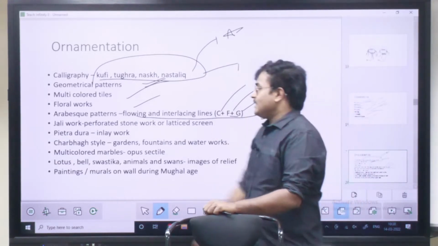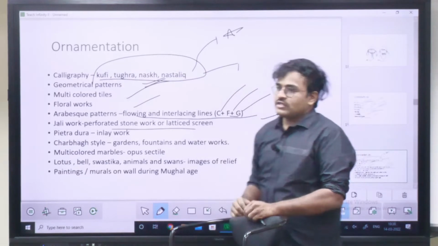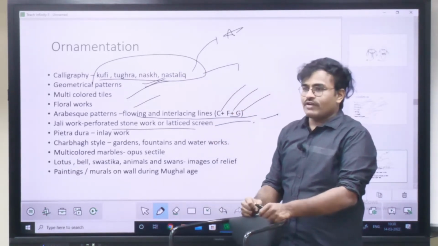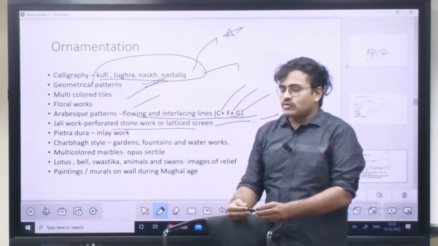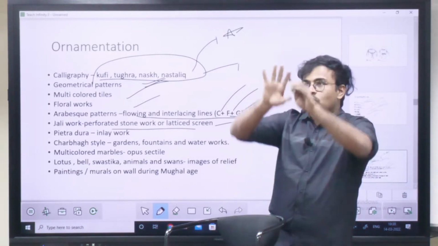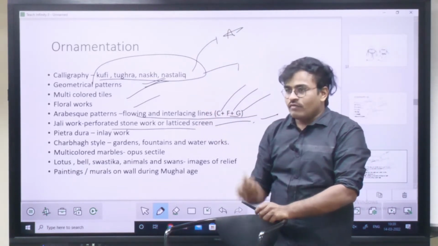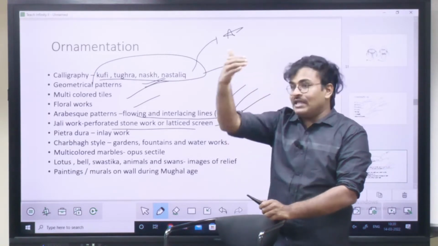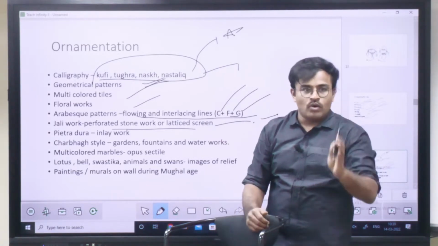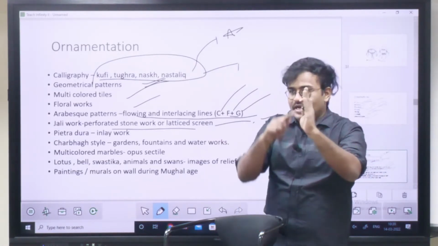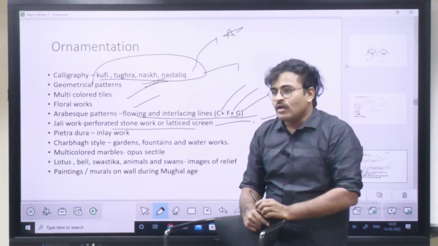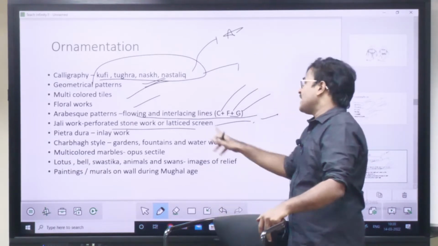Then Jali work is one more work which Islamic architecture adopted from Hindu construction style. Jali work is very prominent. You might have seen this: whenever you go to mosques or other places, there are usually stone screens which are very finely carved with small holes in order to permit light into the interior of the structure. These are known as jalis. Rather than constructing a solid wall, they used to construct the wall and then intricately carve it so as to permit light to enter the interiors of the mosque structure. This is known as jali work.